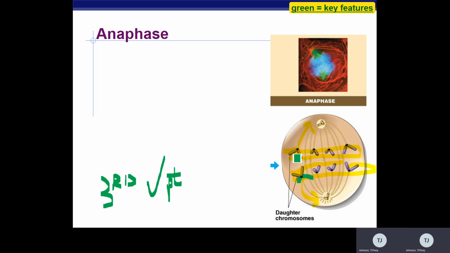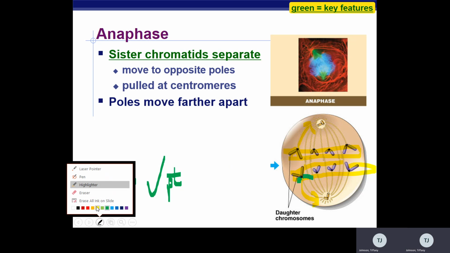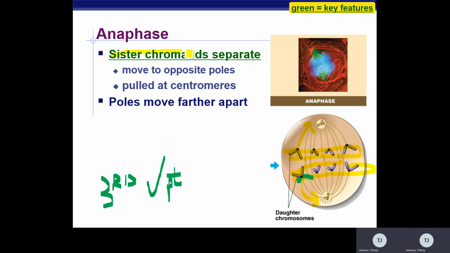Okay, after you've added that to your cell cycle diagram, go back to anaphase. Sister chromatids separate, move to the opposite poles, and they are pulled at the centromere, so right here in the middle. That's anaphase.